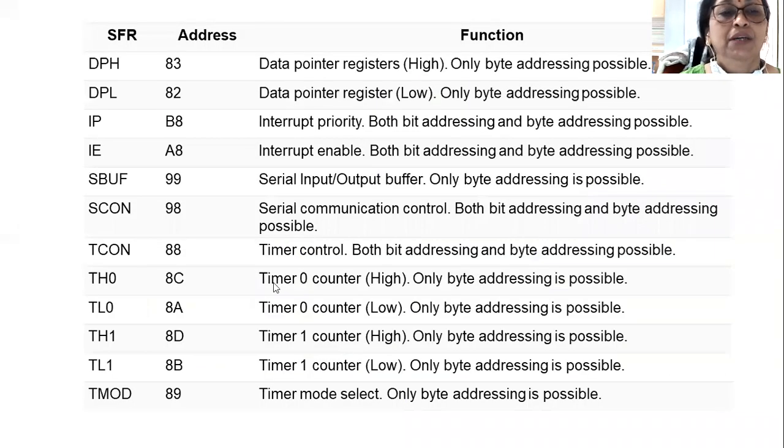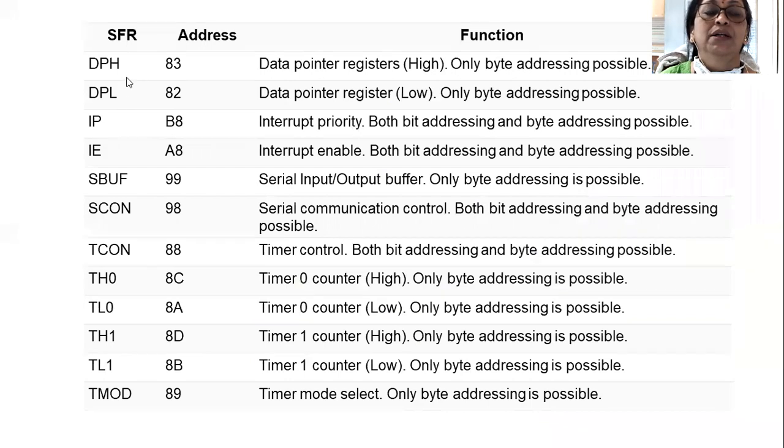So today we will be summarizing the functioning of the remaining registers. Okay, so already we have studied DPH and DPL, isn't it? So what is DPH and DPL? It is a data pointer register. That is what we have seen.